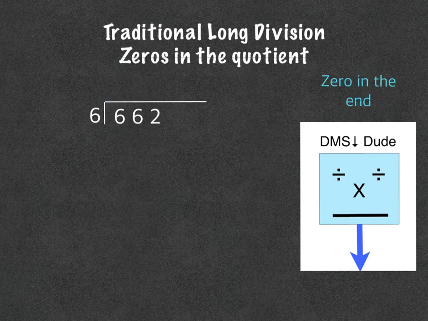Okay, so let's try one more, and this time the 0 is going to be at the end of our quotient, and this one's really important, and this is the one where oftentimes people will forget the 0 and it impacts their answer. So we're going to do the same steps we did before.